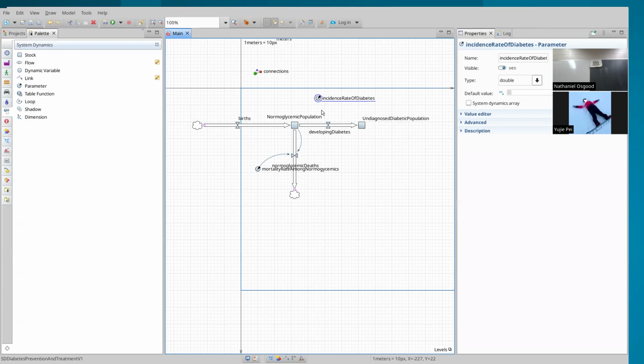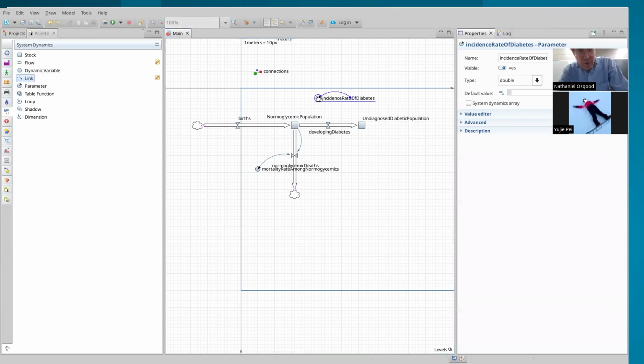So can anyone tell me on what two things developing diabetes will depend? As a flow, on what two things will it depend? Exactly. So on two things: the value of the stock, the normal glycemic population, and the incidence rate of diabetes.